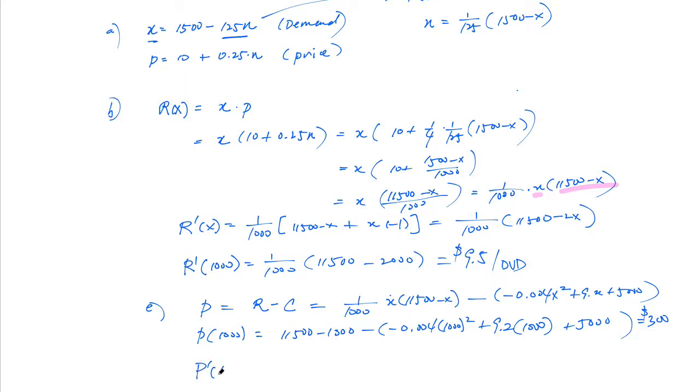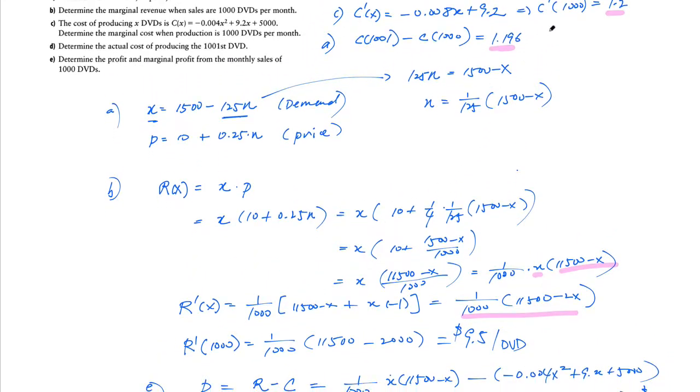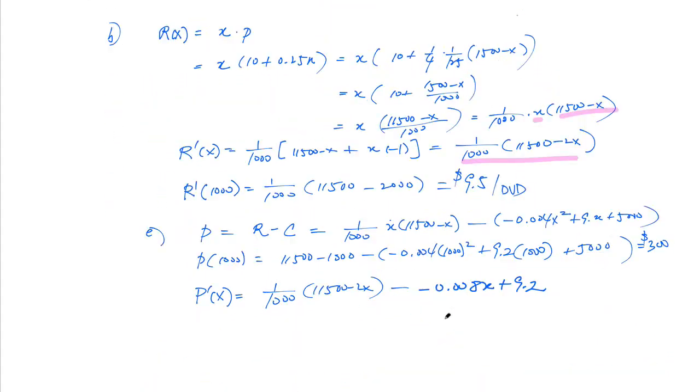The marginal profit at 1,000 is, so we have to differentiate this, which we already did right there, and then subtract the marginal cost. Marginal cost I did way up here, it's this thing here. So you just have to plug in 1,000 there. Marginal profit is $8.3 per DVD.